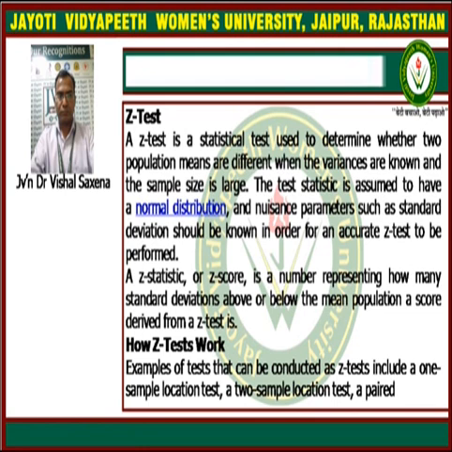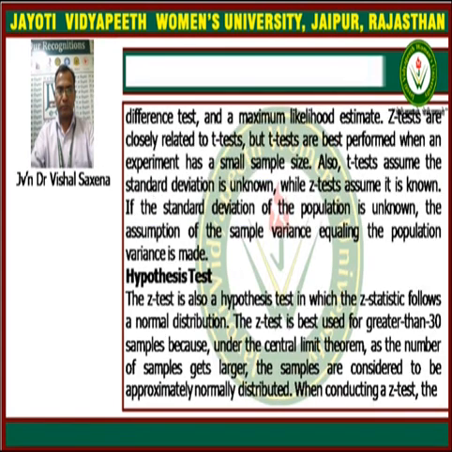A Z statistic or the Z score is a number representing how many standard deviations above or below the mean population a score derived from a Z test is. Examples of tests that can be conducted as a Z test include a one sample location test, a two sample location test, a paired difference test, and maximum likelihood estimates.